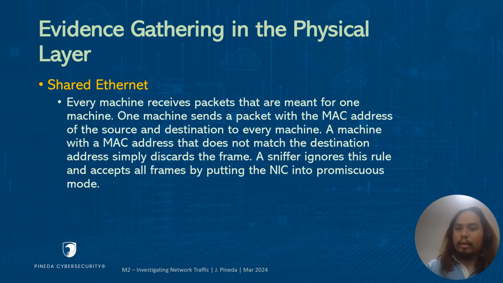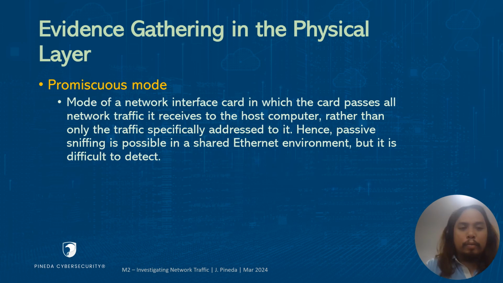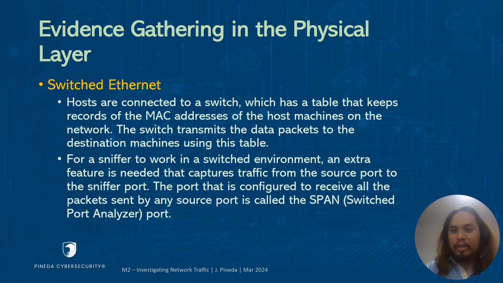Okay, so let's define it. Promiscuous mode is the mode of a network interface card or NIC in which the card passes all network traffic it receives to the host computer. So we'll be able to get all the traffic rather than only the traffic specifically addressed to it. Hence, passive sniffing is possible in a shared Ethernet environment, but it is difficult to detect.